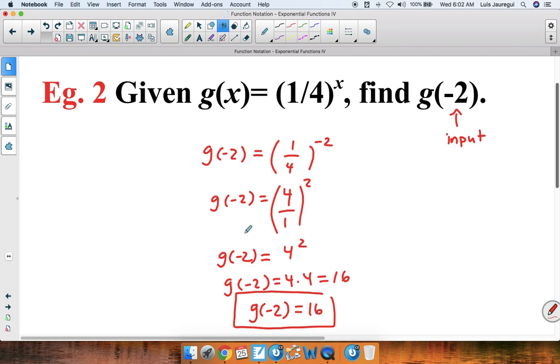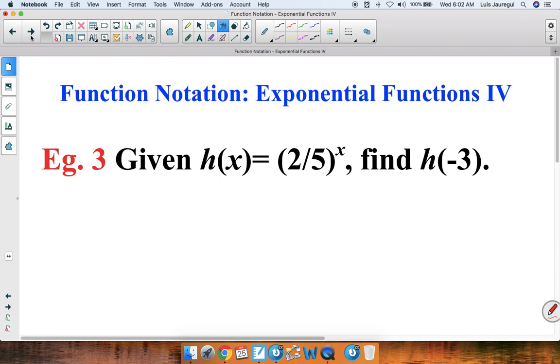So let's see one last example here. Example 3. Given h of x is equal to 2/5 to the x, find h of negative 3. Notice that your input value is negative 3. So we have that h of negative 3 is equal to 2/5 raised to the negative third power.